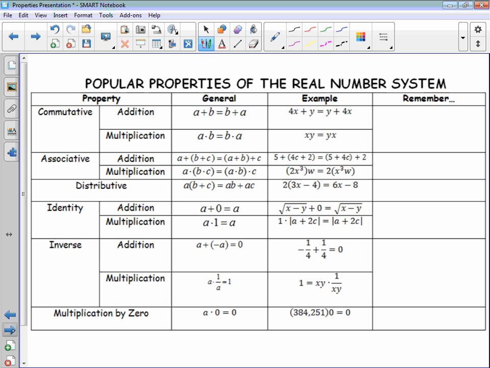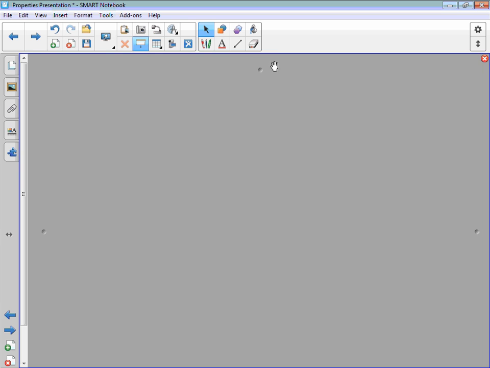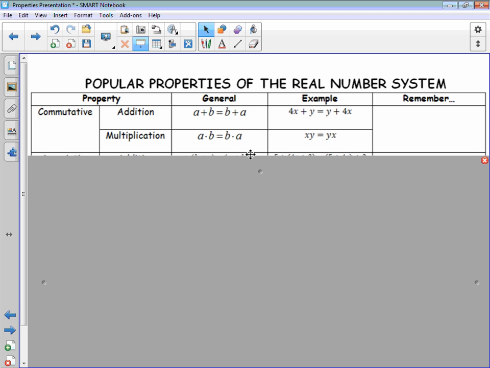So, we have a couple words here that we got to learn. Now I'm going to do this so you don't get scared by all of them at once. Popular properties of the real number system. All right, properties just means rules. Numbers, you guys know what numbers are. The real number system is just fancy talk for math for right now. Just think about it as popular math properties.